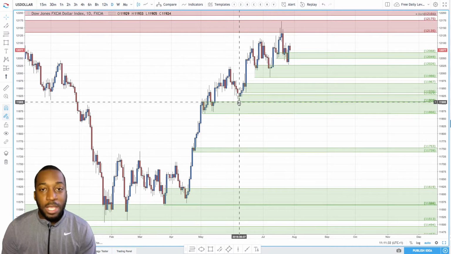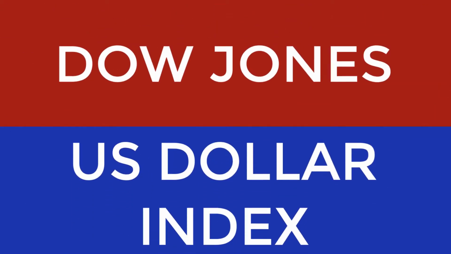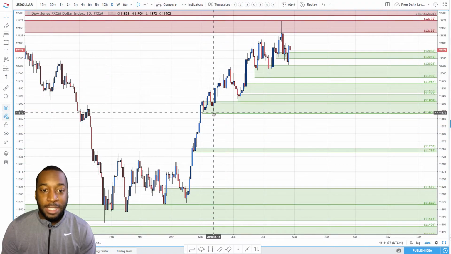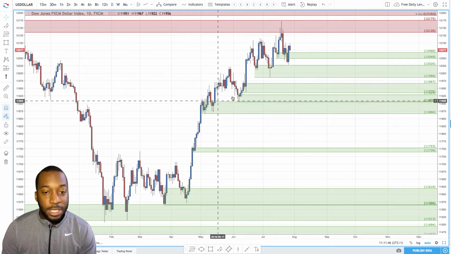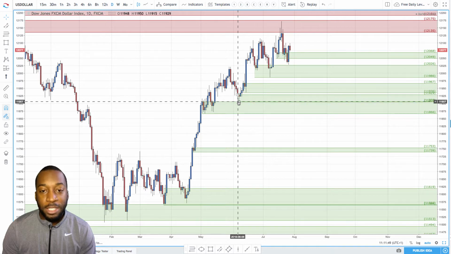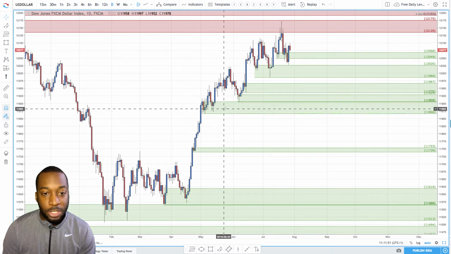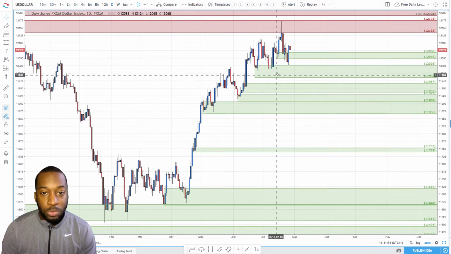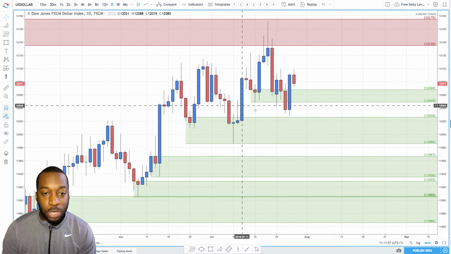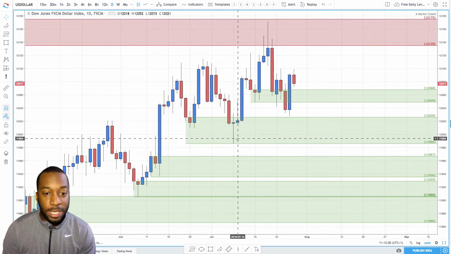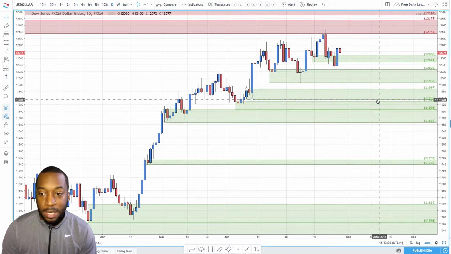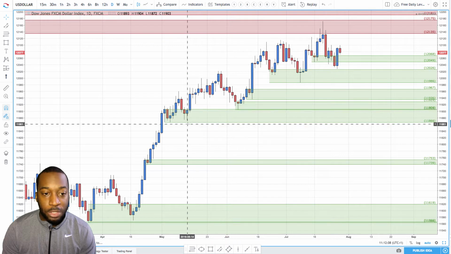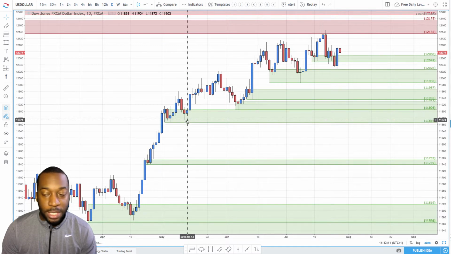So let's get into the pairs. We've got the US dollar index, and we use the US dollar index as really just some confluence if trading dollar pairs. The dollar index is a measure of dollar strength against major currencies like the euro, the pound, the yen, etc. And what we do is look for supply and demand zones on the dollar index, then look to see if there's any strength or weakness, and correlate that with any of the dollar currency pairs like the dollar yen, dollar Swiss, etc.